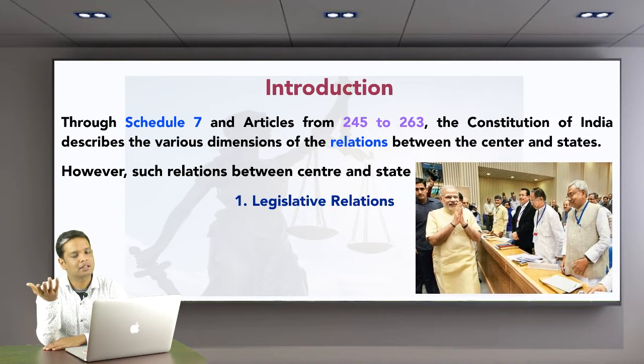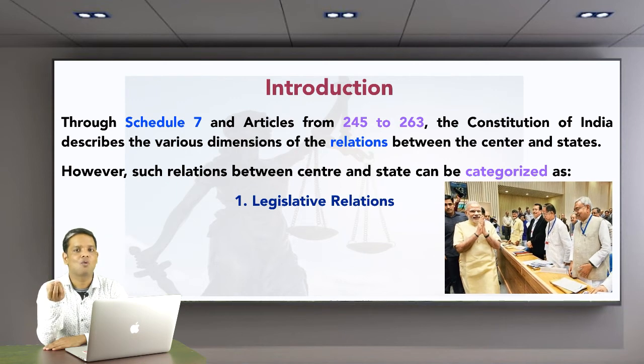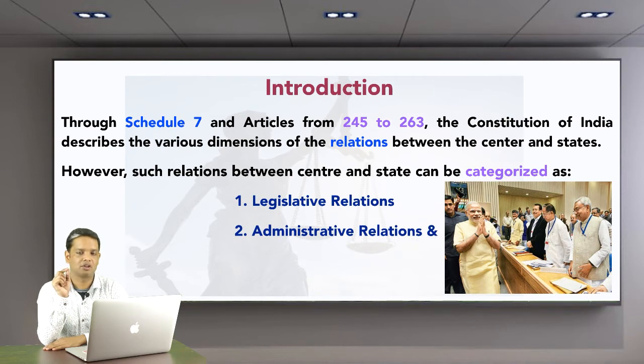This relation talks largely about the legislative kind of relationship between center and state, which means what are the subject items over which a state can make laws and what are the subject items over which the center, or Parliament, can make laws. The second one is administrative relations, talking about what the administrative powers are and how they can be divided between center and state. The third one is financial relations, talking about financial topics. So we have three types of relationship: legislative, administrative and financial.